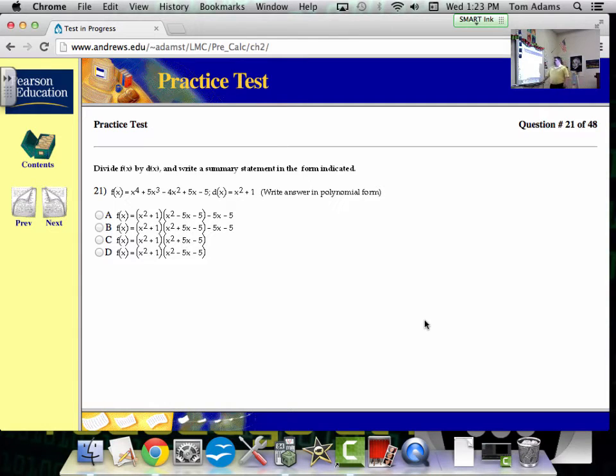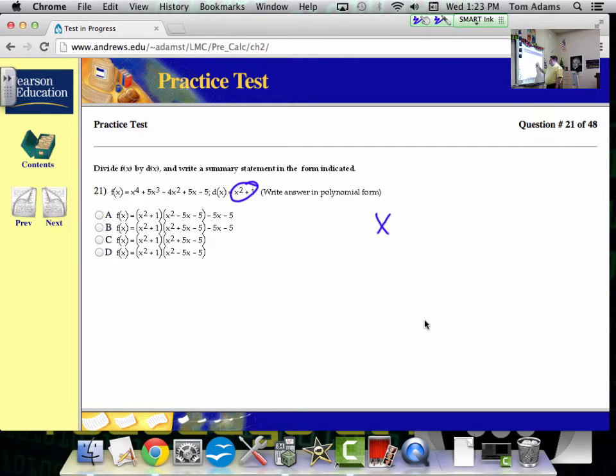Okay, now this one says divide f of x by dx and find the summary of the statement. Now this one, unfortunately, because it's got x squared plus 1, we can't do the synthetic division thing. So we've got to do long division.